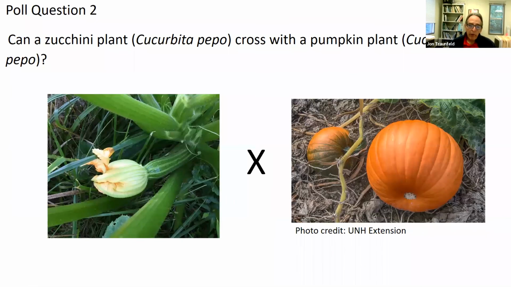Okay, we have a poll question, and this is a nice one. Can a zucchini plant, it's Cucurbita pepo, cross with a pumpkin plant, also Cucurbita pepo? So here are the possible answers.